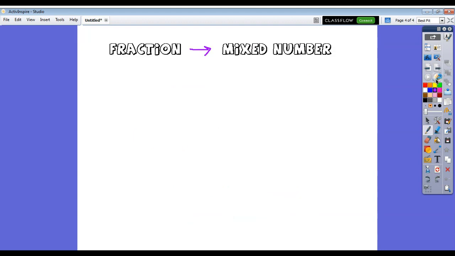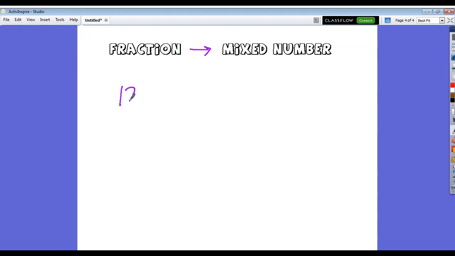Now, if we want to look at changing a fraction into a mixed number, so if I want to look at 12/5, there's a couple different strategies that I can use. Again, I could draw a picture. So I want to draw fifths, and I know that 1 whole is going to give me 5/5. So 1, 2, 3, 4, 5. So this is 5/5, and that's going to equal 1.